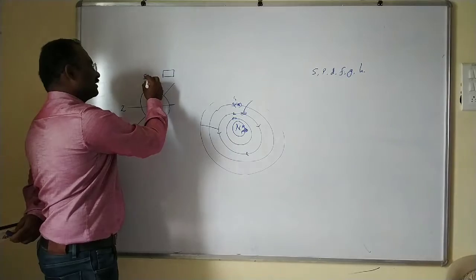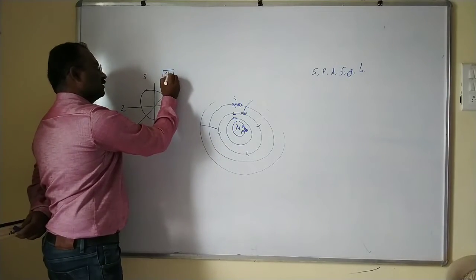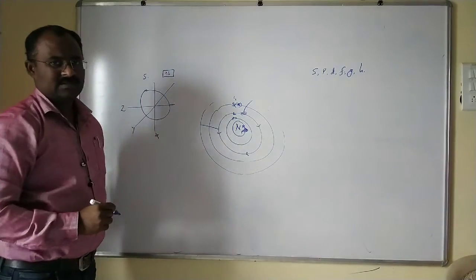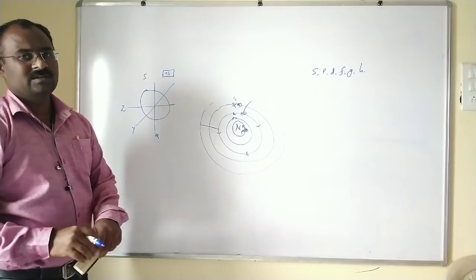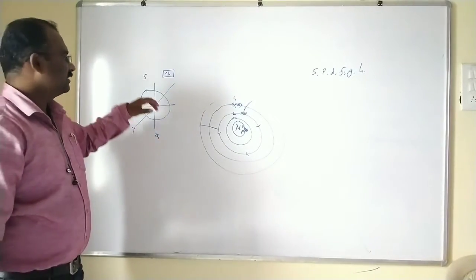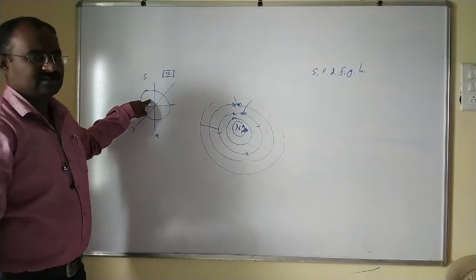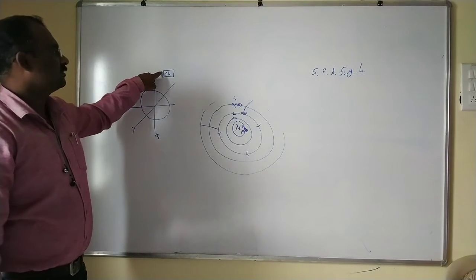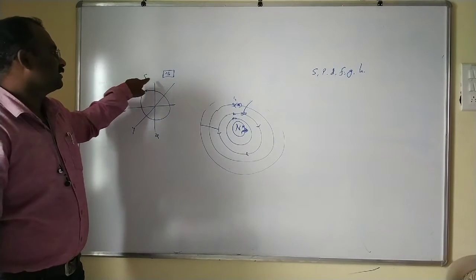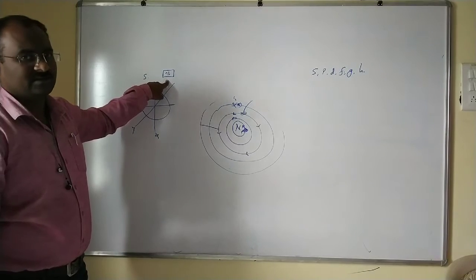The maximum capacity of S orbital is 2 electrons. It means the S orbital has spherical shape, it has only one suborbital, and the maximum capacity of S orbital is 2 electrons.